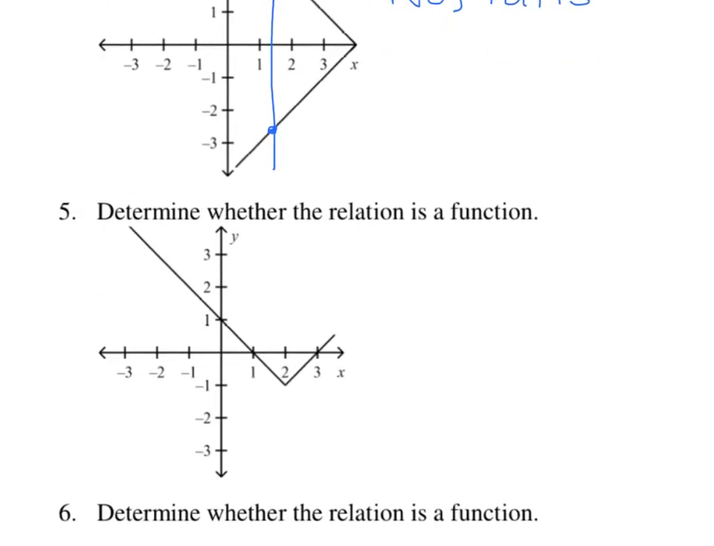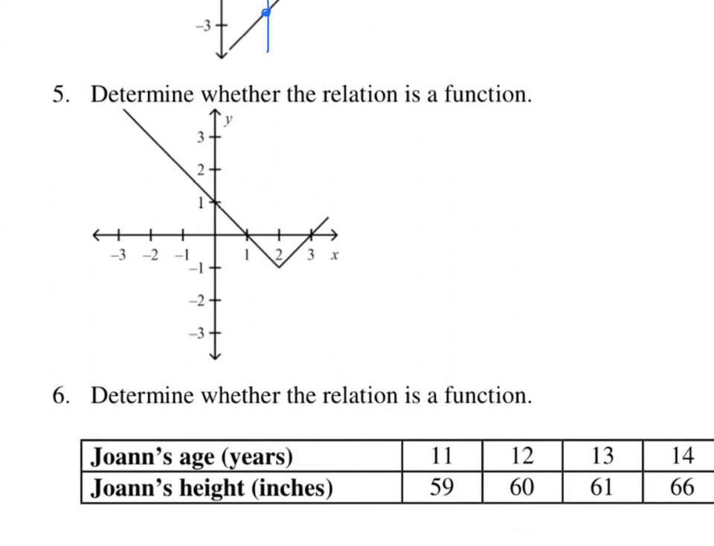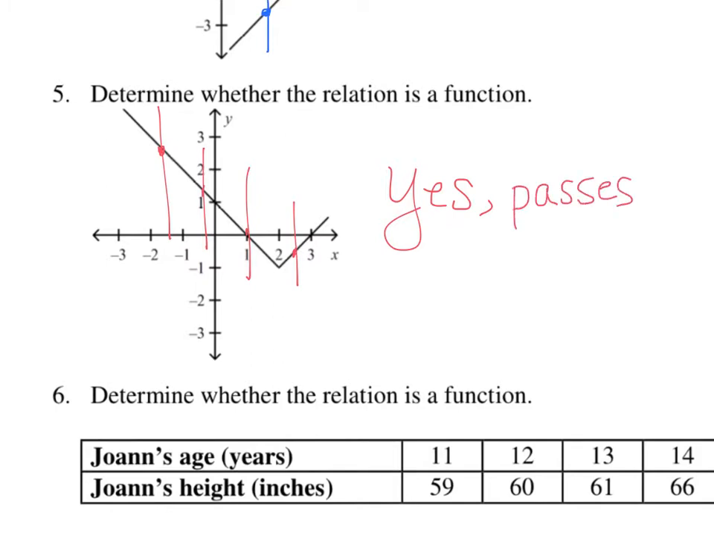When we look at number 5, we can draw a vertical line anywhere on this graph, and it will only cross a vertical line one time. So for that reason, yes, this graph is a function because it passes the vertical line test.